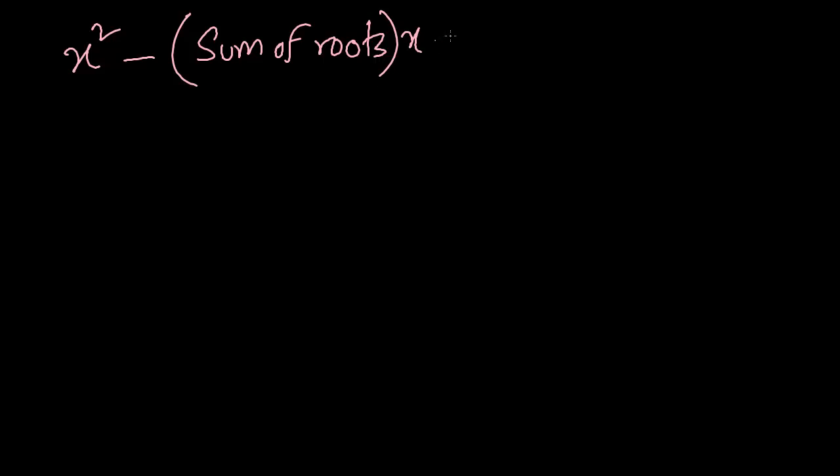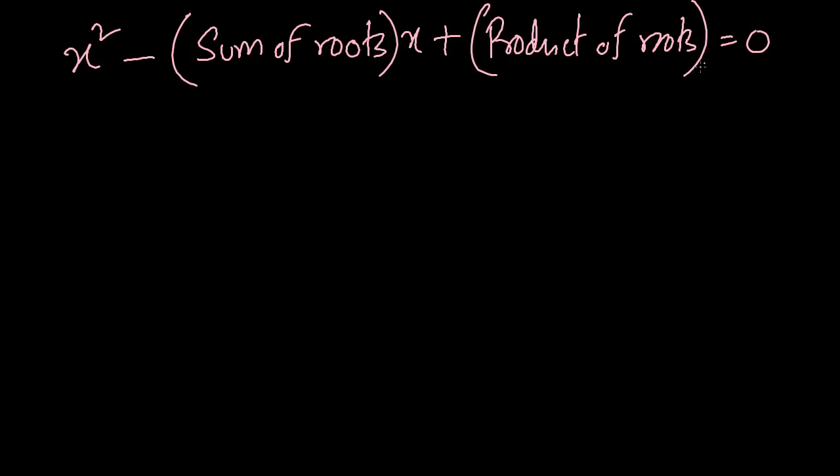So let's review everything that we have done so far. So the first thing is we have to form a quadratic equation when the roots are given. So that would be x squared minus sum of the roots x plus product of the roots equals 0. That is the main idea.